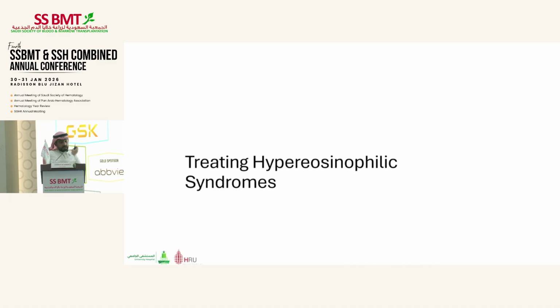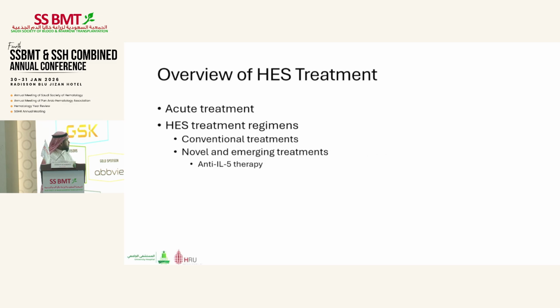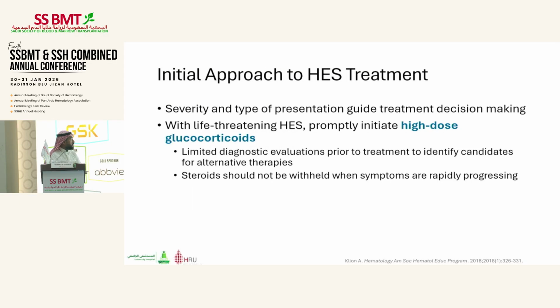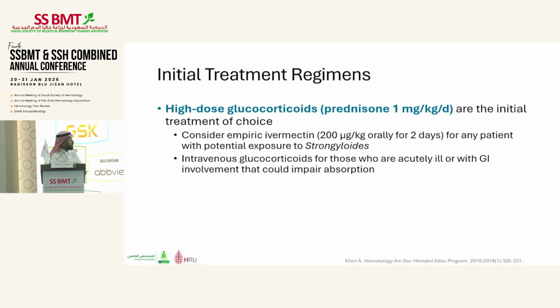So, treating hypereosinophilic syndrome after ruling out secondary causes. Sometimes you don't have the chance to do all those tests. Your patient is going through an acute event, so you just need to pull the trigger and treat your patient. So basically, you'd like to start with high-dose steroids. Sometimes it's prednisone, 1 milligram per kg per day. But sometimes you're treating a patient in the intensive care unit. You have to give intravenous doses of steroids.